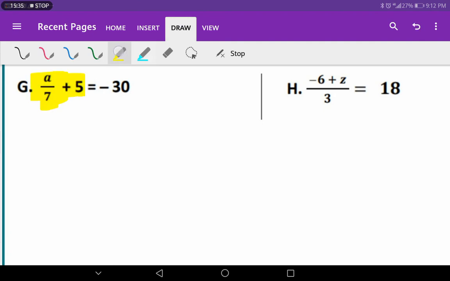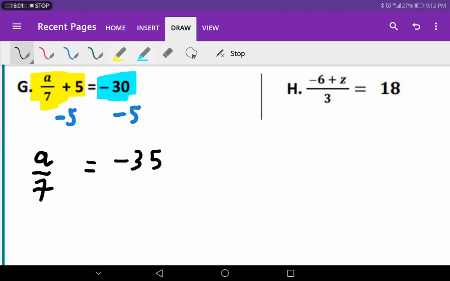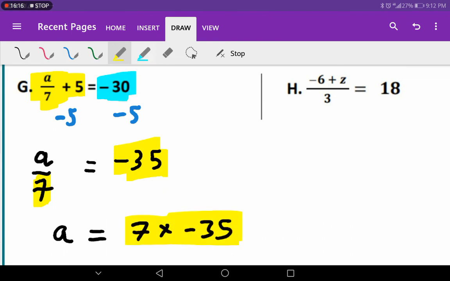Left side, right side. Ignore this side and ignore this. So negative 5, negative 5. So A over 7 equals negative 35. We have a special case: 7 multiplied by negative 35. This is the answer. So find it. 7 multiplied by negative 35. This is the answer.